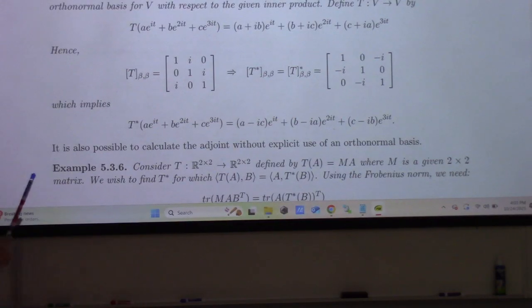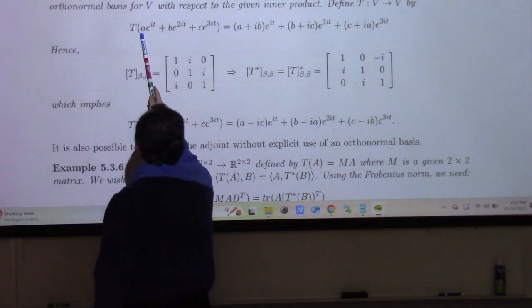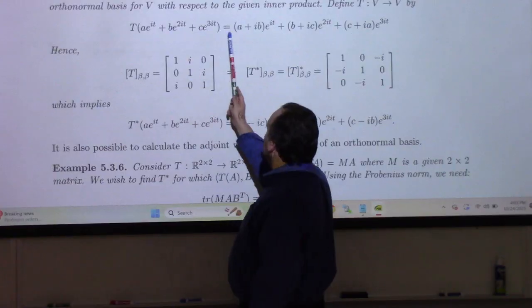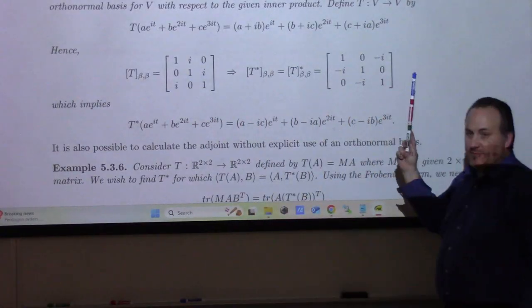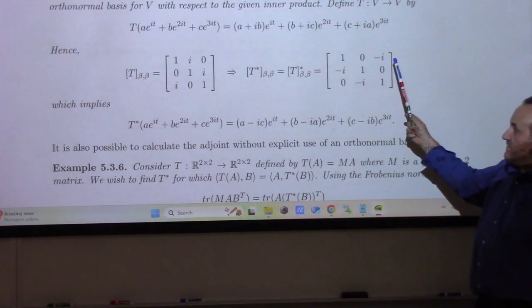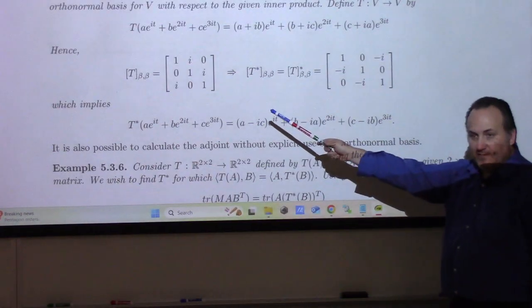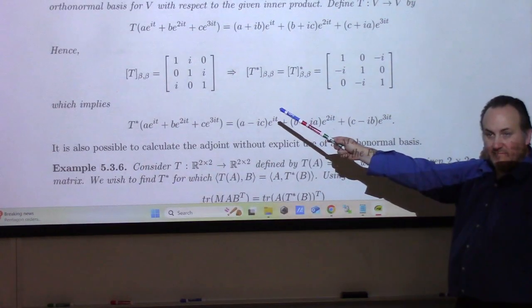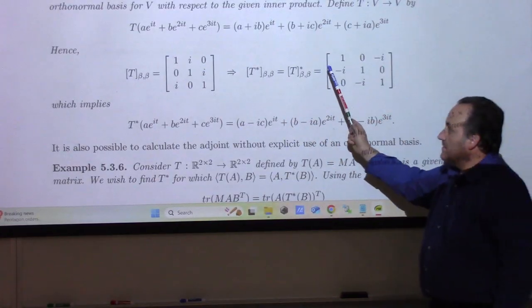And then I defined a transformation by this. I said, feed it this, and that's what you get out, right? So that's my definition of the linear transformation. That being the definition, I can easily read off the matrix of the transformation as that. See?